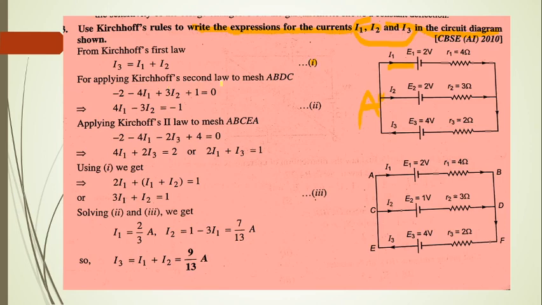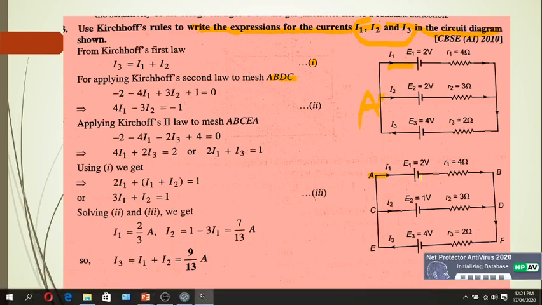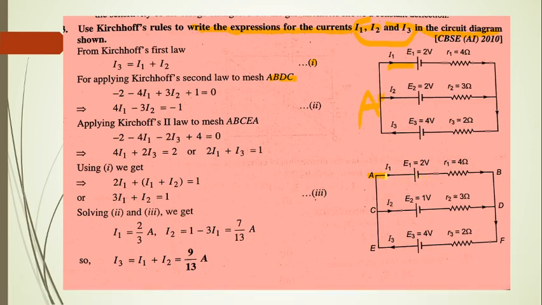Then apply Kirchhoff's second law in a closed loop. This is A, B, D, C, and again A, this path. Start from A to B, negative terminal to positive terminal to the negative, EMF of E1 is negative. Again, this is in the direction of the current.